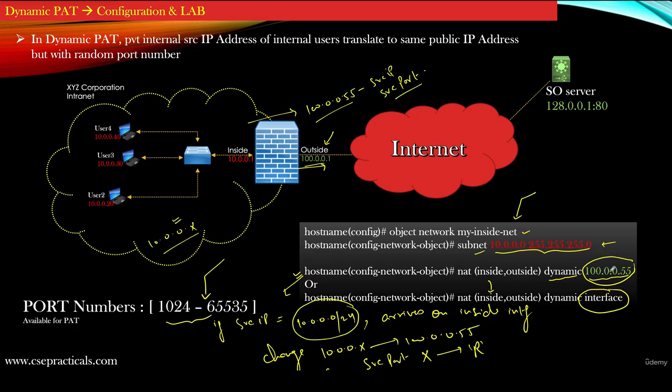So if the user doesn't want to specify an explicit IP address, then he can also specify the keyword interface, right? So the configuration of dynamic PAT is very easy. You need to configure this dynamic PAT configuration on the Cisco ASA firewall and try to use the packet tracer utility to send any TCP or UDP traffic from the inside interface, and you can see how it undergoes translation. We have already done this exercise in the previous lab. So this was all about dynamic PAT.